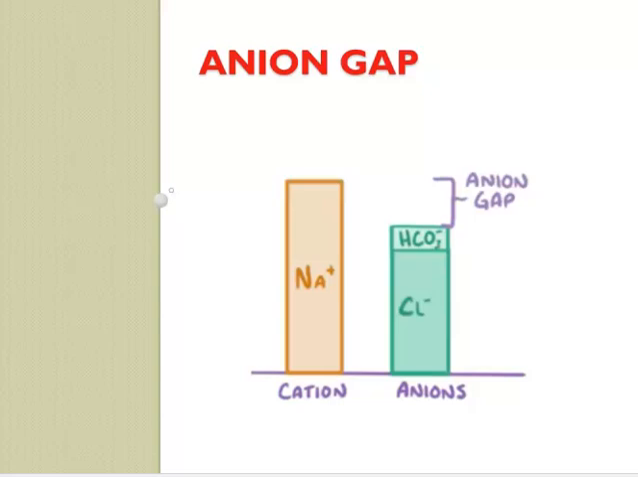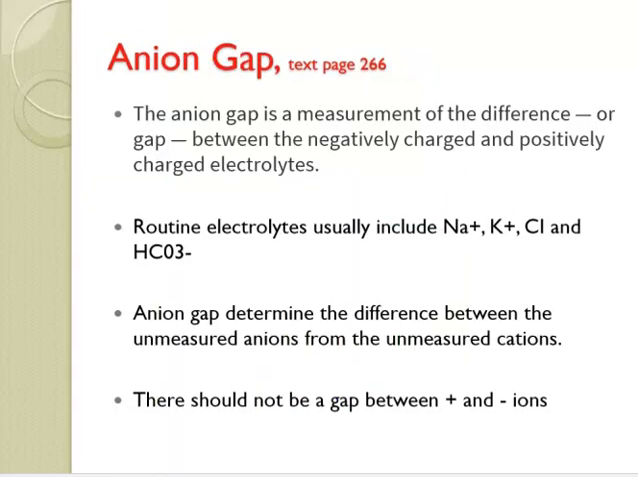Next, we need to discuss what the ion gap is. The ion gap is the measurement of the difference or gap between the negatively charged and the positively charged electrolytes. Routine electrolytes that are usually included in the ion gap are potassium, sodium, chloride, and bicarb. The ion gap determines the difference between the unmeasured anions and the unmeasured cations. There should not be a gap between the positive and negative ions.